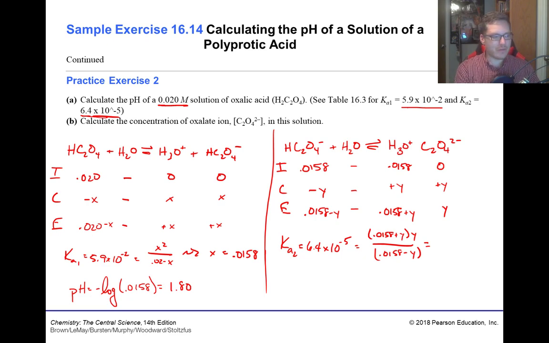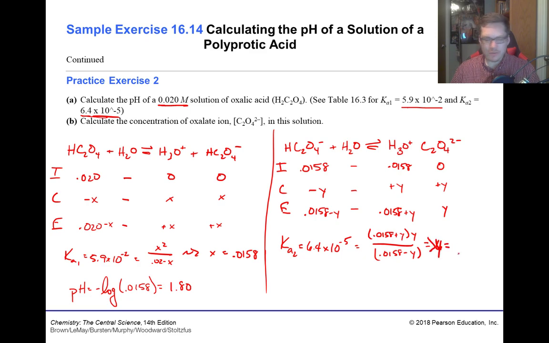Remember, one good trick is if you have a graphing calculator, you can just plug this into your graphing calculator and let it run for you. So we type in 6.4 times 10 to the minus fifth equals 0.0158 plus x times x divided by 0.0158 minus x. All right, so we'll let it run. Kind of a tough one. Again, we have a negative x value and then a positive x value. That negative x value is not going to do anything for us.